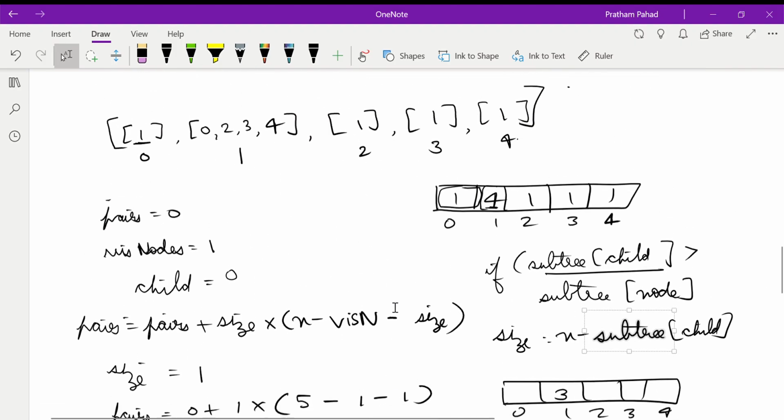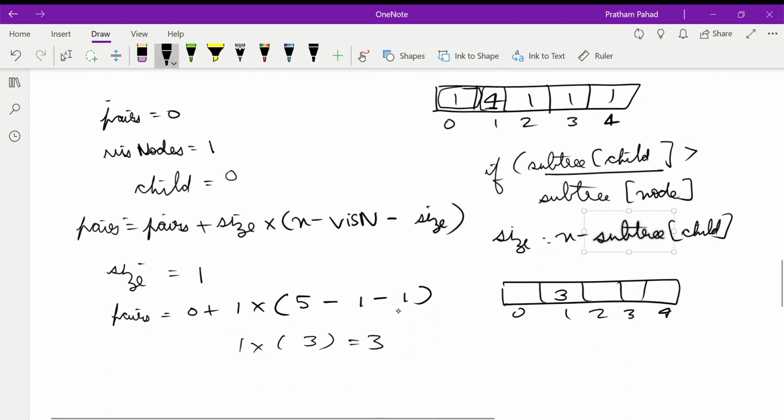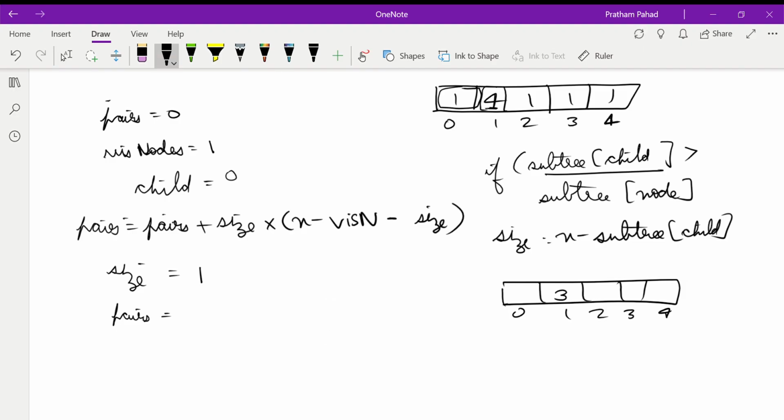Now when we come to 2, again our size will be 1, so visited nodes will be plus equals to size. So visited nodes is now 2. Now pairs, again we'll calculate the pairs when we visit 2, the child 2.